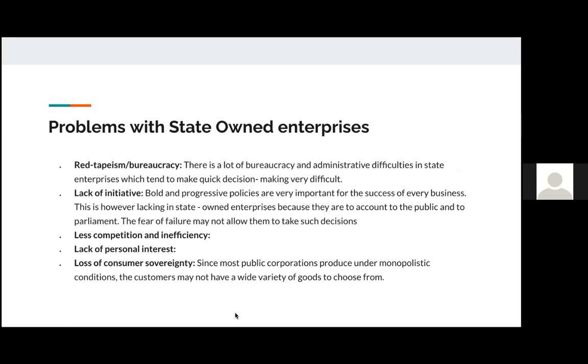But as with all things, there come problems. So what could be problems of state-owned enterprises? The first thing, and I think it's very common when people talk about civil service jobs, or the civil service in general, especially in Nigeria, is red tapism and bureaucracy. There's a lot of bureaucracy and administrative difficulties in state enterprises, which make quick decision-making very difficult. And so you end up with slow turnaround on a lot of projects, or services that are just not fast enough.